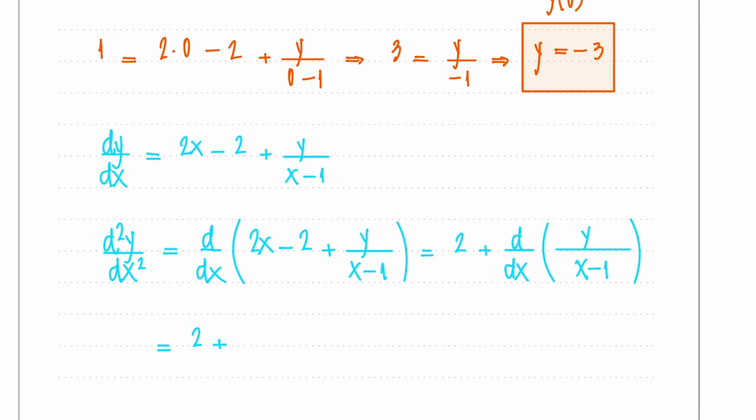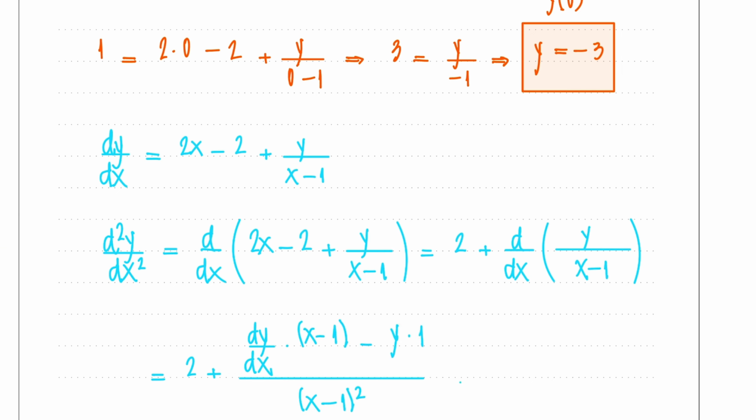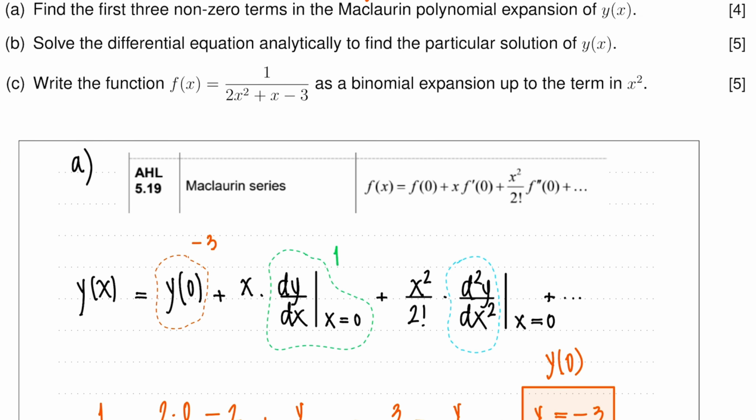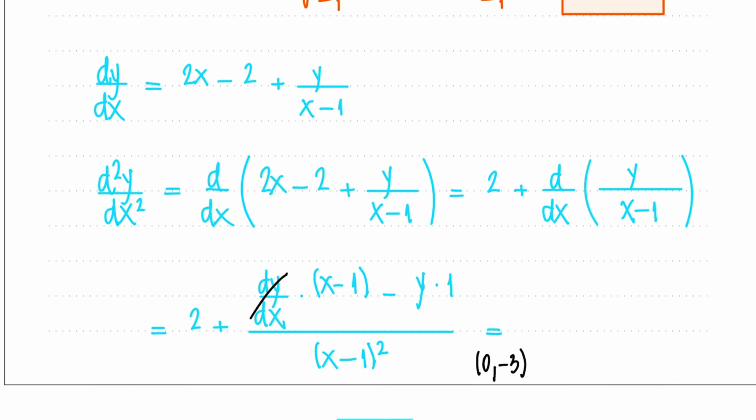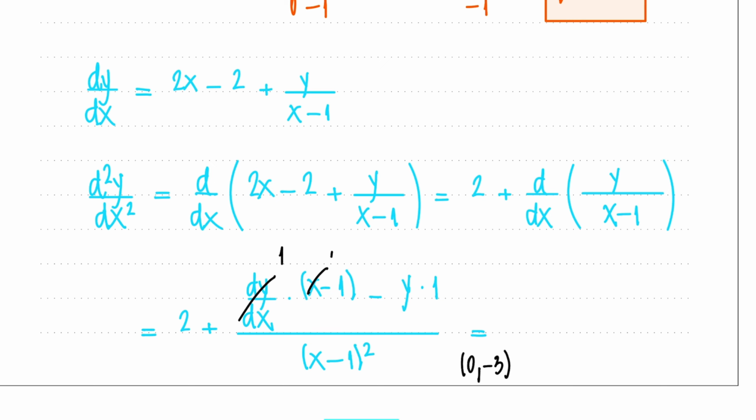Derivative of the top function times the function on the bottom, minus the top one times the derivative of the function in the bottom, over the denominator squared. Therefore, when x is equal to 0, which means y is equal to negative 3, d2y/dx squared will be equal to 1, because dy/dx when x is equal to 0 is equal to 1. x is just 0. We have y equal to negative 3, and over here we have 0 as well. So we get 2 plus negative 1 plus 3 over 1, also known as 4. So this guy right here is equal to 4.